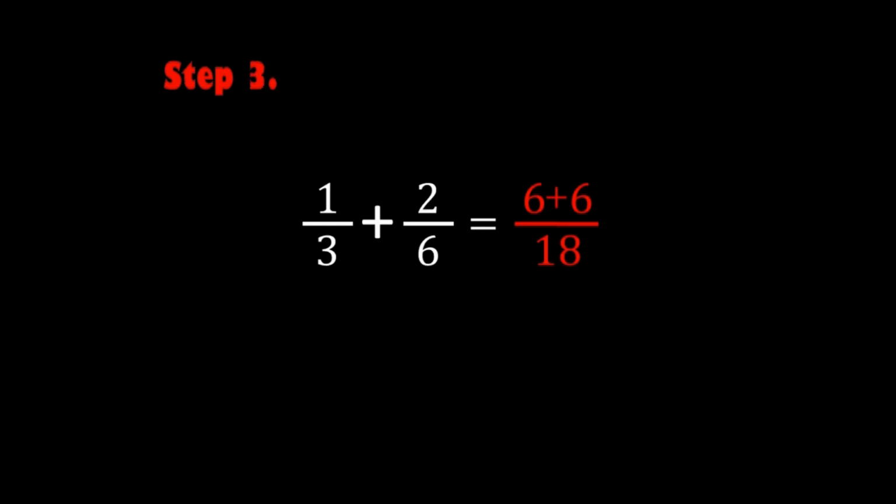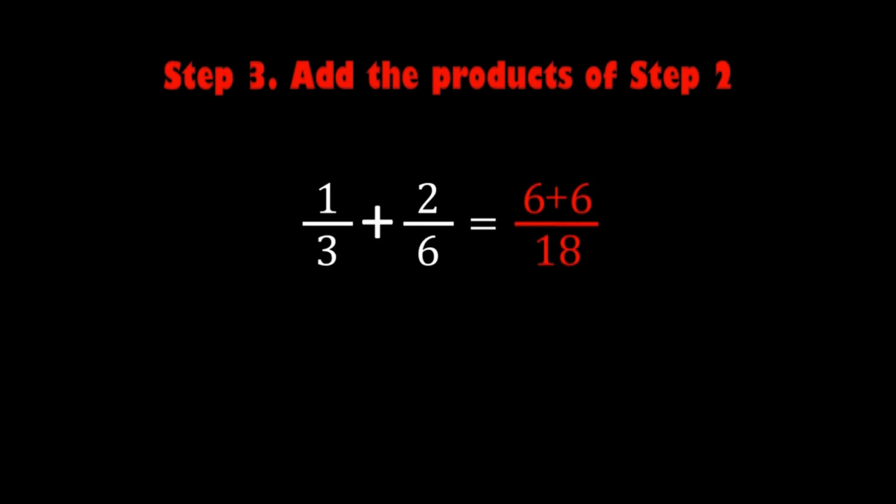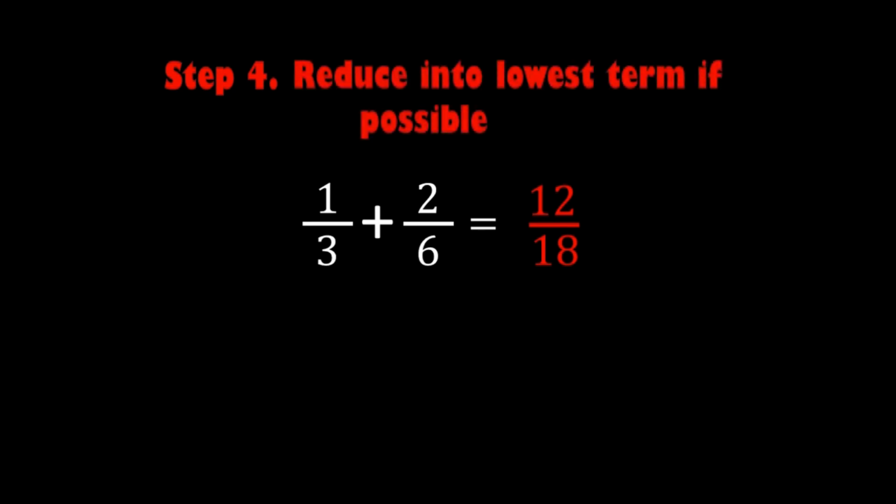Now, let's go to our step 3. Add the products of step 2. 6 plus 6 is equal to 12. Now, we have our answer 12/18. But remember, we have step 4. Reduce into lowest term if possible.